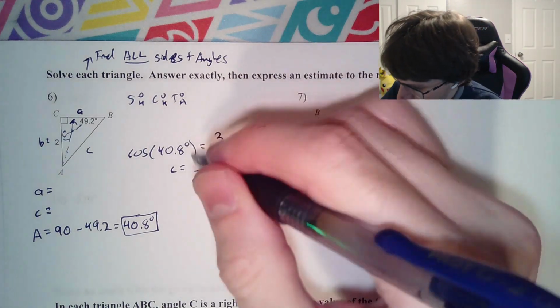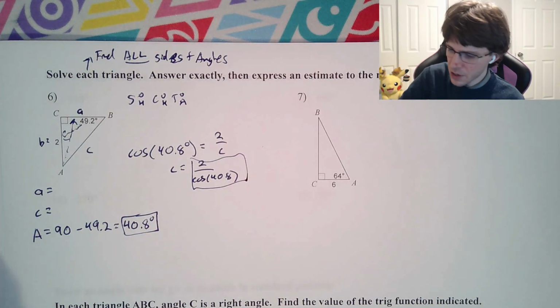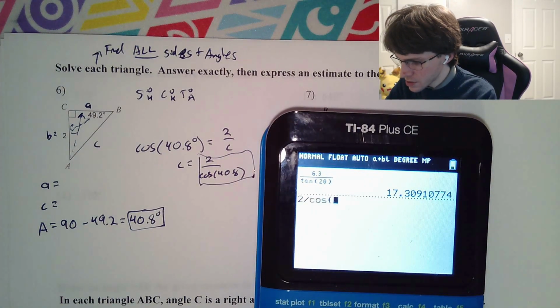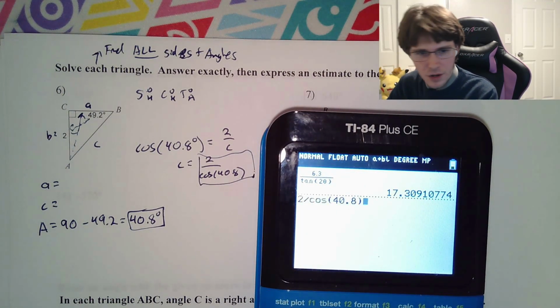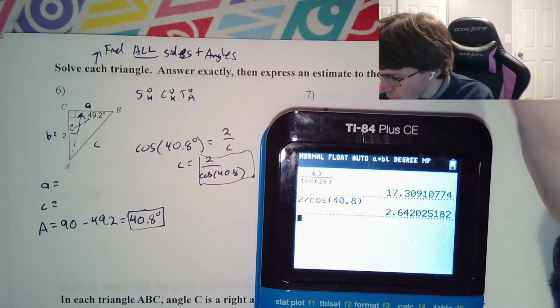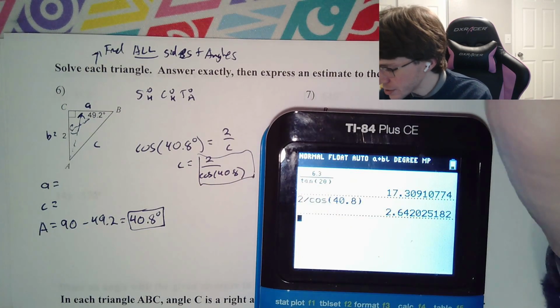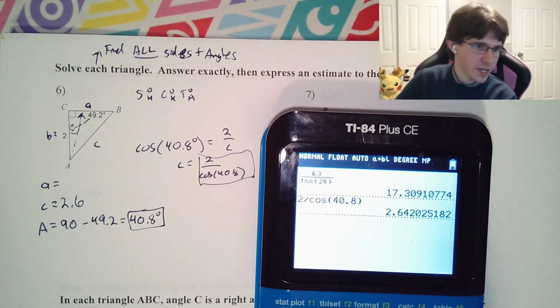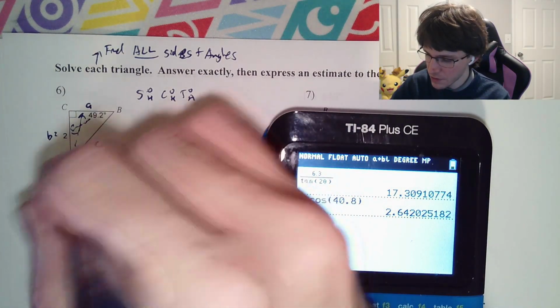So there's one of the two versions of the answer, and we'll type it into our calculator for the other one. 2 divided by the cosine of 40.8. That shows you that you don't actually need to use alpha y equals enter, but I like to use it. And this one's going to be 2.64. We only need the nearest tenth, so 2.6 for that letter c. There we go. Nice. We have another one of our answers.